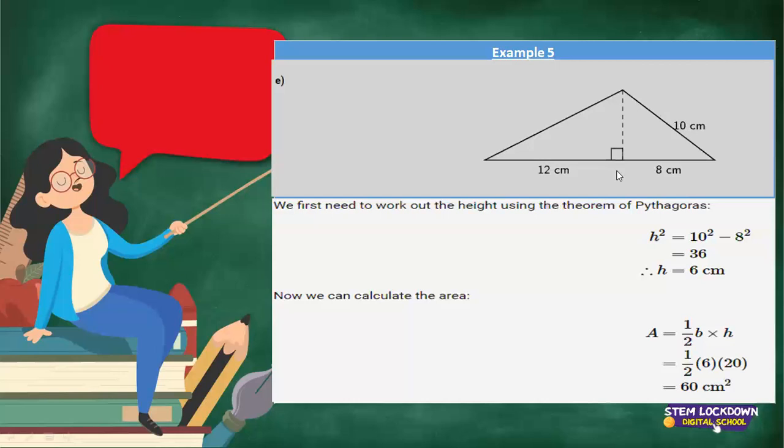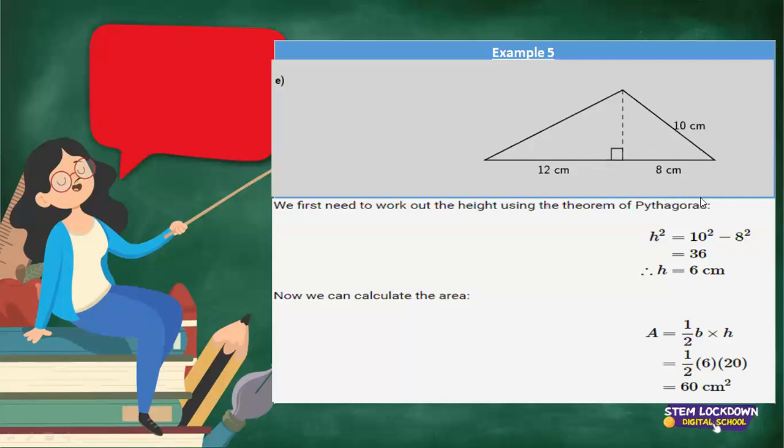So from Pythagoras, we calculated our height as 6 by saying 10 squared, 100, minus 8 squared, 64, which was 36, and the square root of 36 is 6. So the area of the triangle is half, the base is 20, times the height 6. Half of 6 is 3, 3 times 20 is 60. So 60 centimeters squared is the area of a triangle like this.